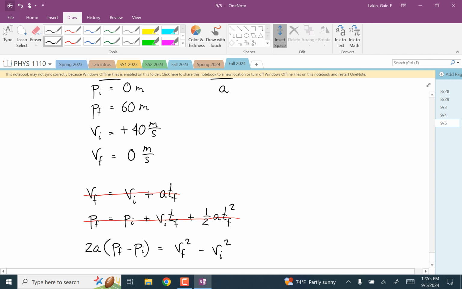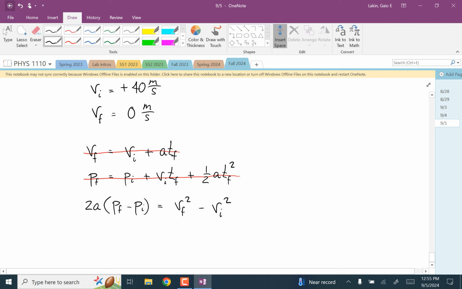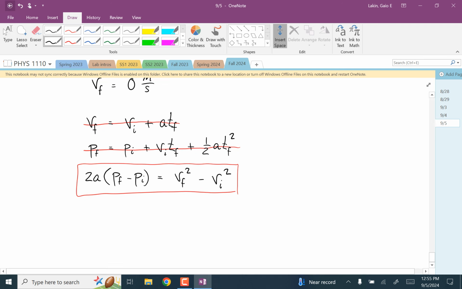Okay, does this equation have A in it? Yes, so that's a good start. And now we'll go through the other variables in the equation. PF, we know. PI, we know. VF, we know. VI, we know. And so this one should work. And so now we'll just plug in all these values. So 2 times A, the thing we're trying to find, times the quantity PF minus PI.